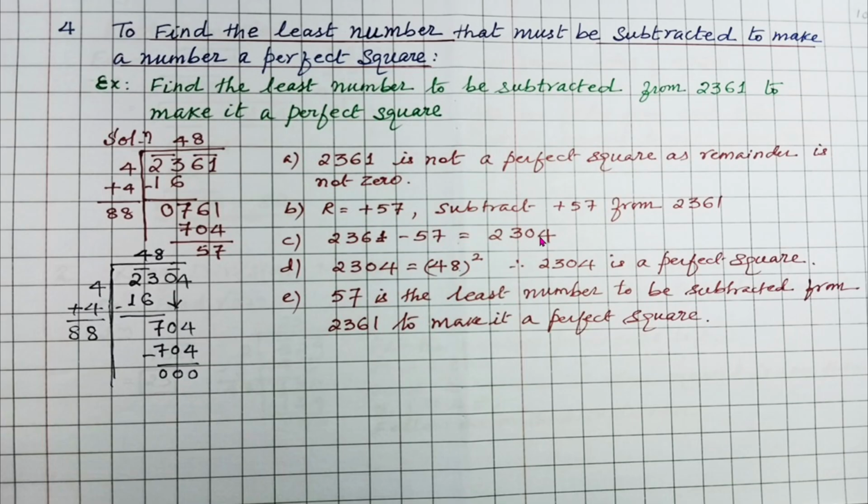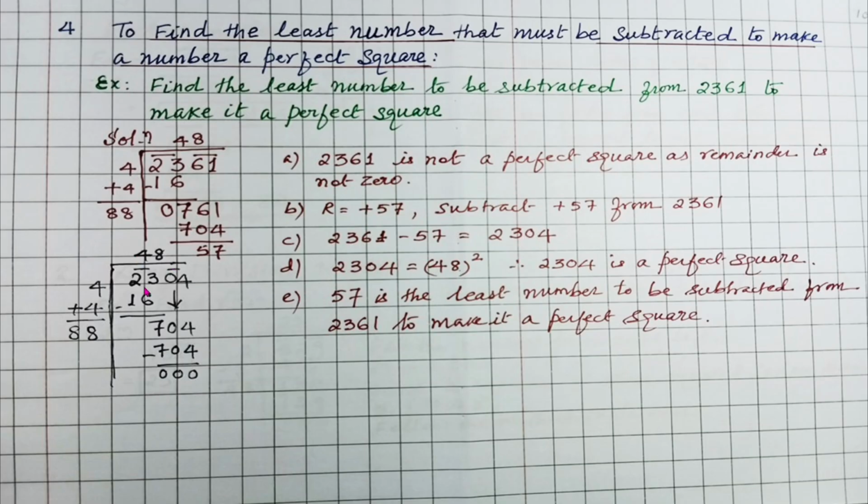we get 2304. So 2304 is the perfect square. Therefore the conclusion is that 2361 is not a perfect square because the remainder is not 0, and to make 2361 a perfect square we have to subtract 57 from 2361, and the number we get is 2304, which is the perfect square.